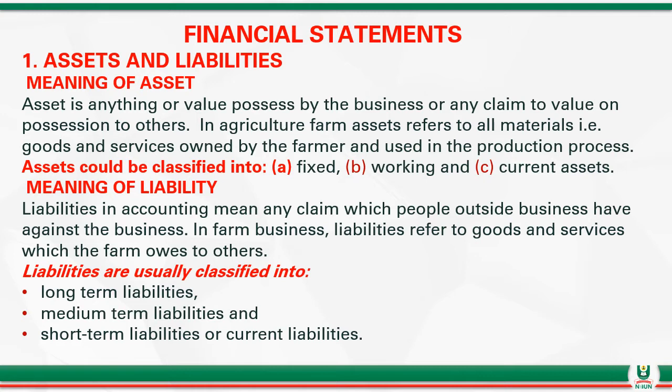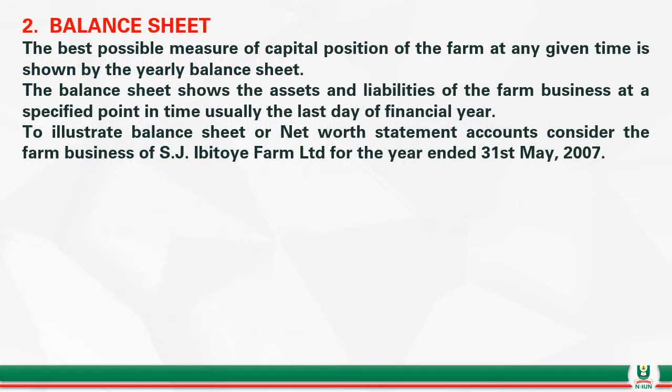Then liability. Liability in accounting means any claims which people outside the business have against the business. In a farm business, liability refers to goods and services which the farm owes to others. Liabilities are usually classified into two or three: long-term liability, medium-term liability, and short-term or current liability. So let us consider the balance sheet here.